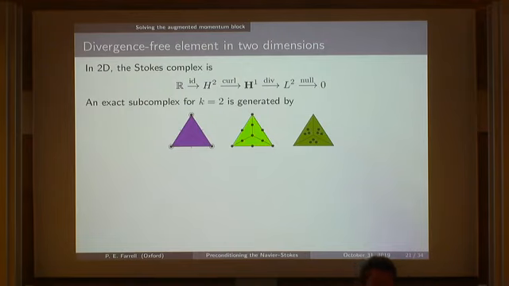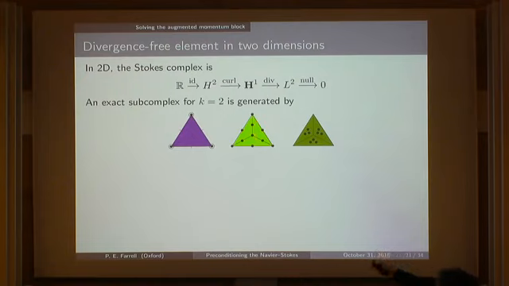But there's another element lurking around. We don't use it in the computations, but it's there in the theory, which is the element for the H2 conforming space. And this is exactly the HCT element that conforms to H2 functions. But it's piecewise cubic, right? But only on a barycentric refinement. So it's interesting that the barycentric refinement shows up here in another context.